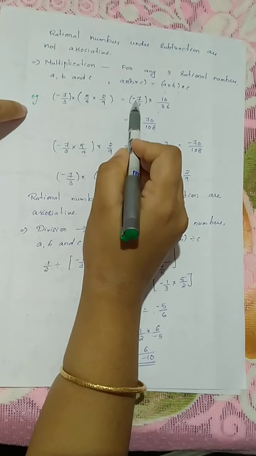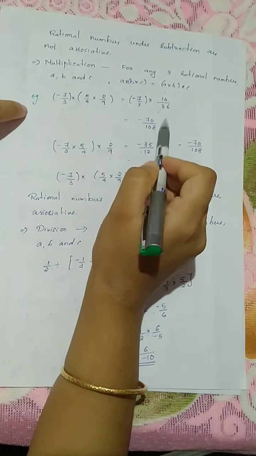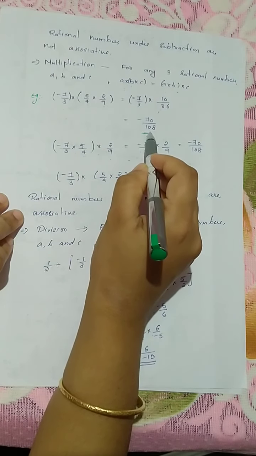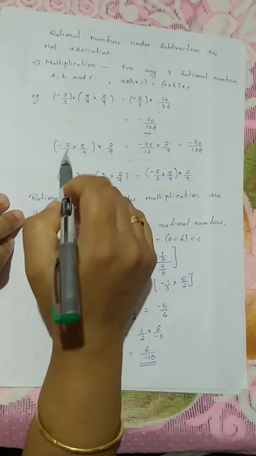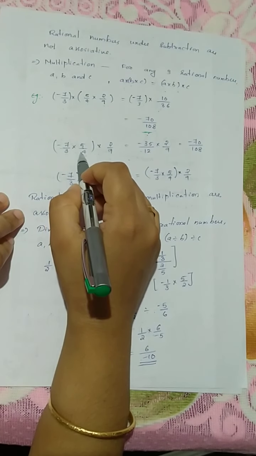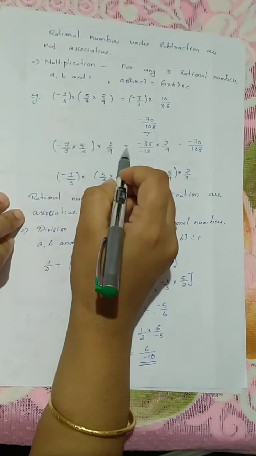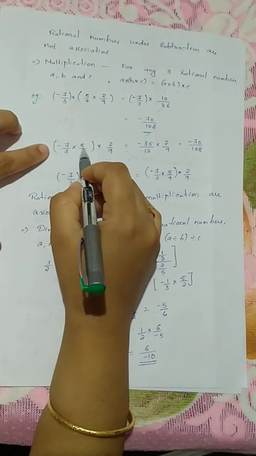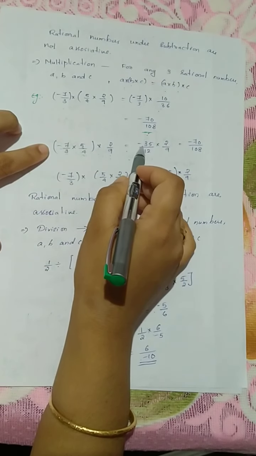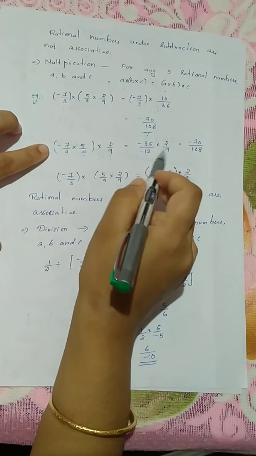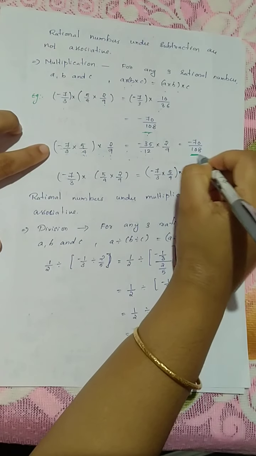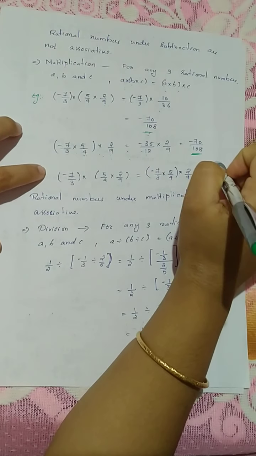Then we are multiplying this, minus 7 into 10 is minus 70, 36 into 3 is 108. So the value of the left side is this. Then we have to check the value of the right side. Minus 7 by 3 into 5 by 4 into 2 by 9 equals minus 7 into 5 is minus 35 divided by 12, into 2 by 9, minus 35 into 2 is minus 70 divided by 12 into 9 is 108. So the solution of the left hand side and right hand side are equal.